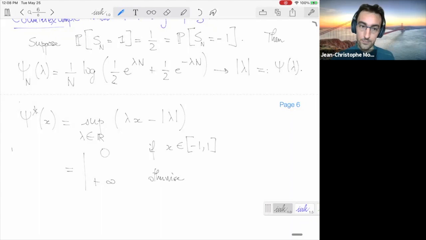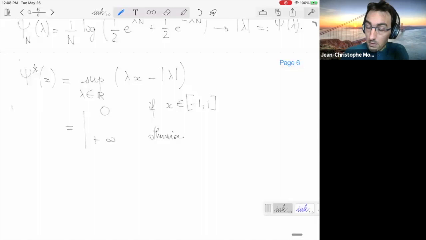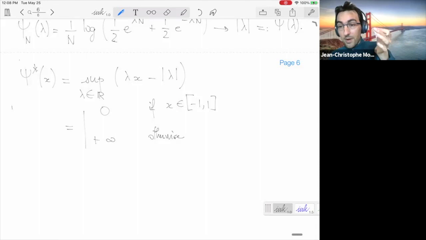is infinity. So if we were to believe that large deviations is valid with this rate function, it would say that whenever x is in the entire interval between -1 and 1, the probability that Sn is somewhere in there is sub-exponential. It's exponential of minus n times 0 plus a little o of n. So in particular, we should have that the probability that Sn belongs to, let's say, [-1/2, 1/2].